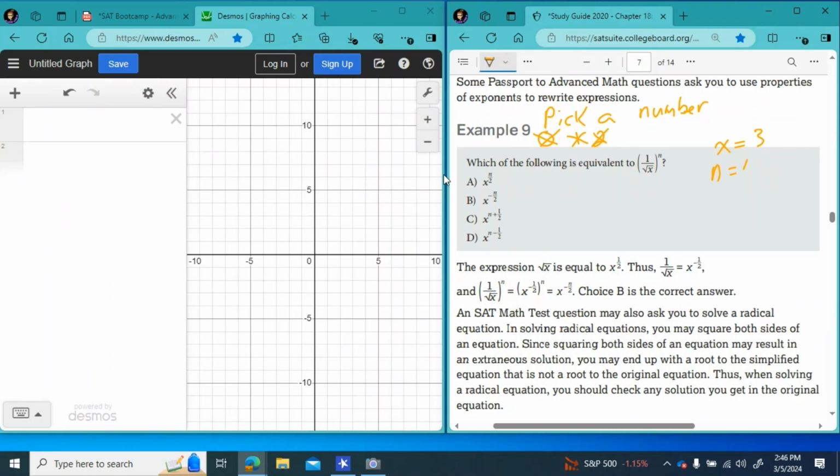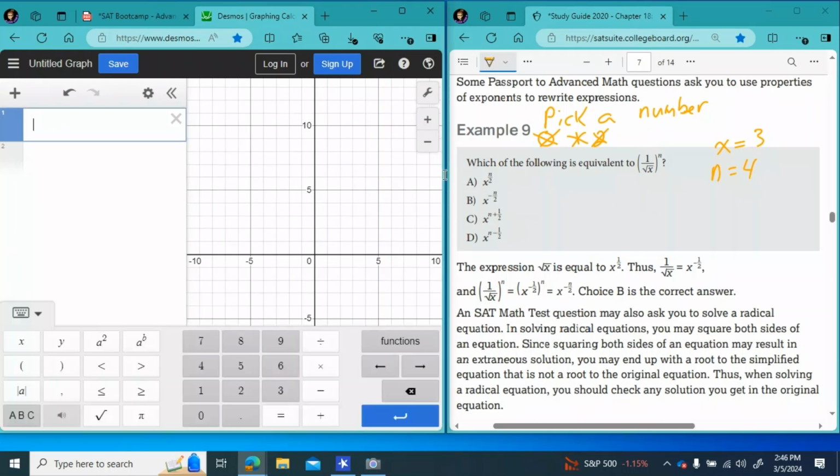I'll just keep it simple. I'll keep it at 4. Okay? And now when I plug this over here on the decimals calculator, I have 1 over the square root of x to the power of n. And I said, anywhere I see an x, I'm going to make it a 3. Anywhere I see an n, I'm making it a 4. Then I get the 0 with a 1 repeating.